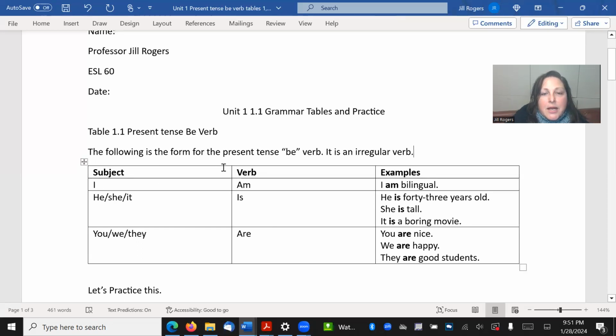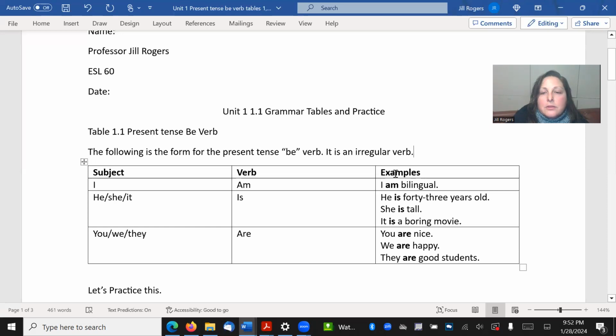So for example, it's I am. Okay, so when we have the subject pronoun I, it goes with am. Our example sentence is, I am bilingual. Okay. Someone's talking about themselves, they're going to say, I am. Example, I am bilingual. I am average height, not tall, not short. I am tall, not me, someone else.